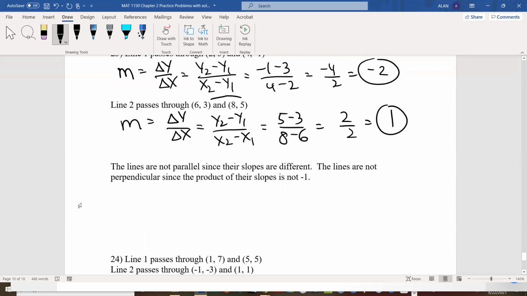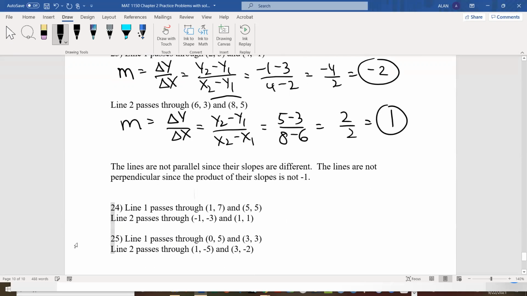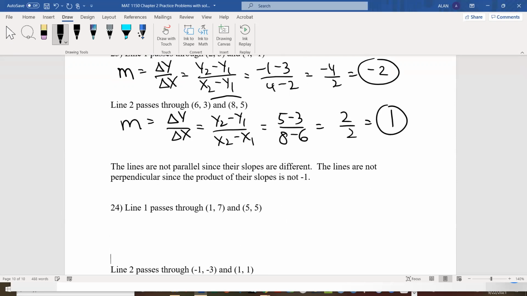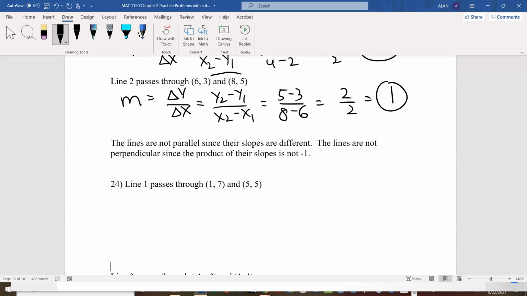And for the most part, the reality is most lines that you choose will be neither. When you think about how many lines there are, the vast majority of them are not going to be parallel to each other or perpendicular. But you never know. Okay, so let's look at this one.